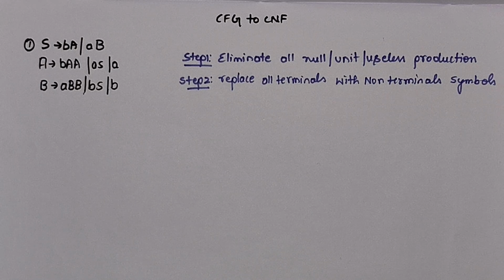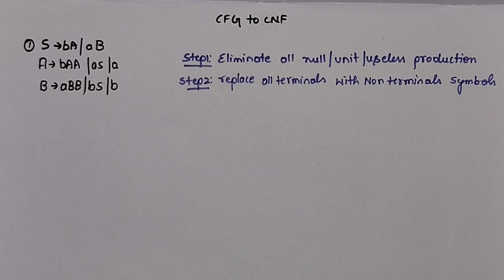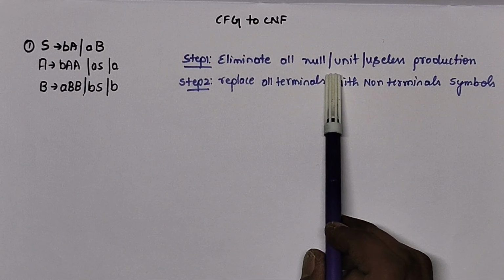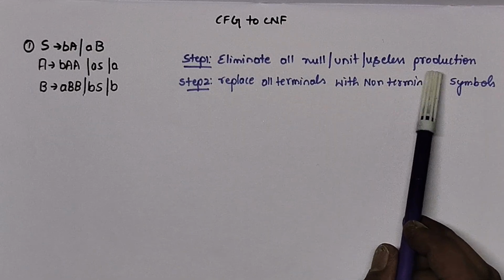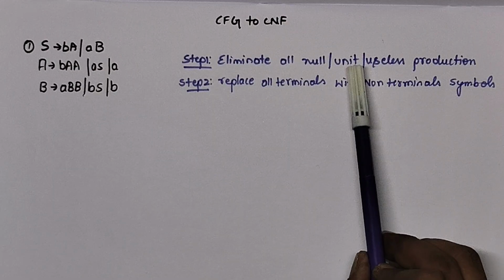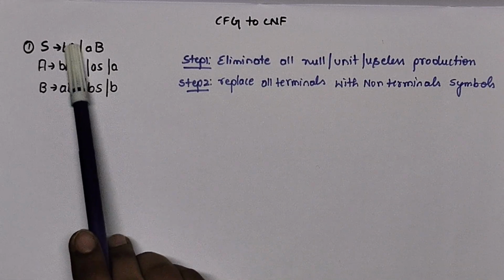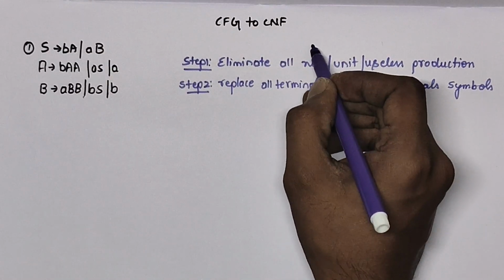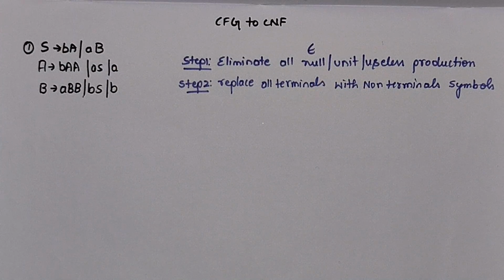Hello everyone. In this video, let's discuss how to solve the CFG to CNF conversion problem in the theory of computation. So, the first step is to eliminate all the null production, unit production and the useless production. What do null productions mean? In the right hand side of these productions, there must be no epsilon. So if epsilon is not there, you can say no null productions are there in the given problem. Here, if you see, no null productions are there.